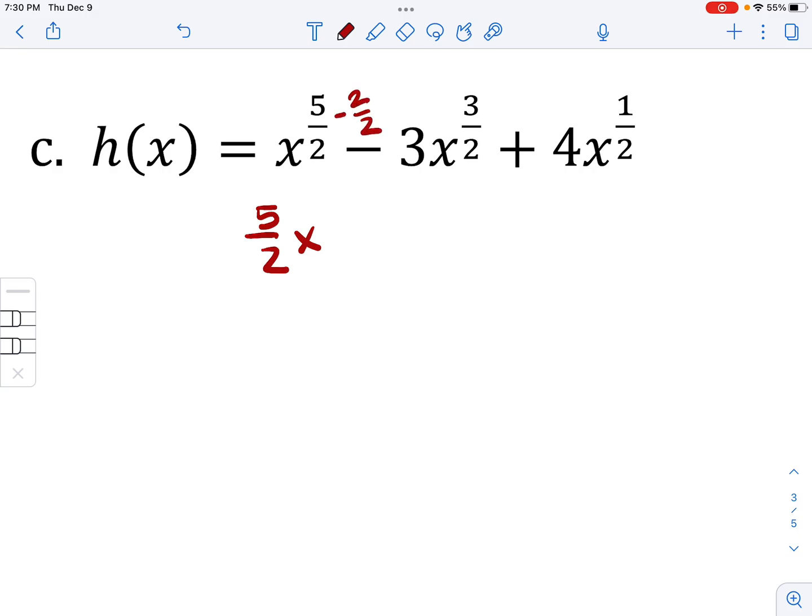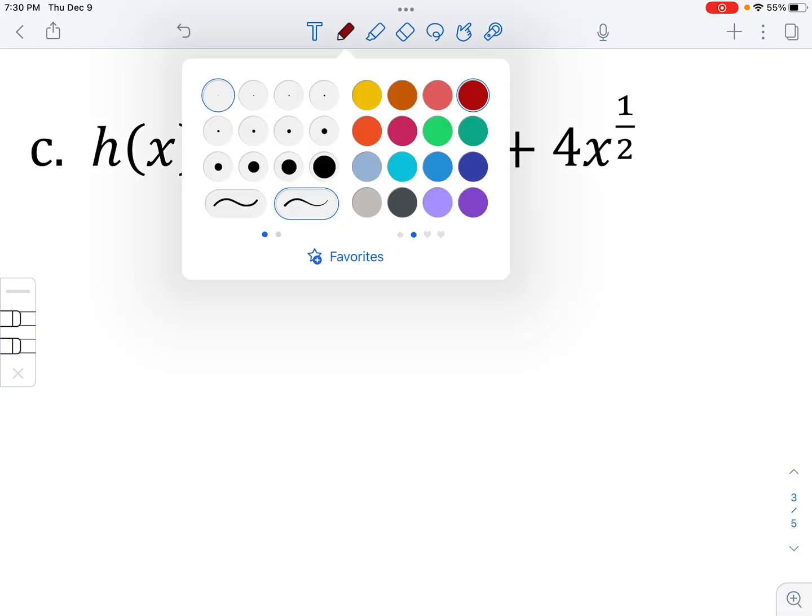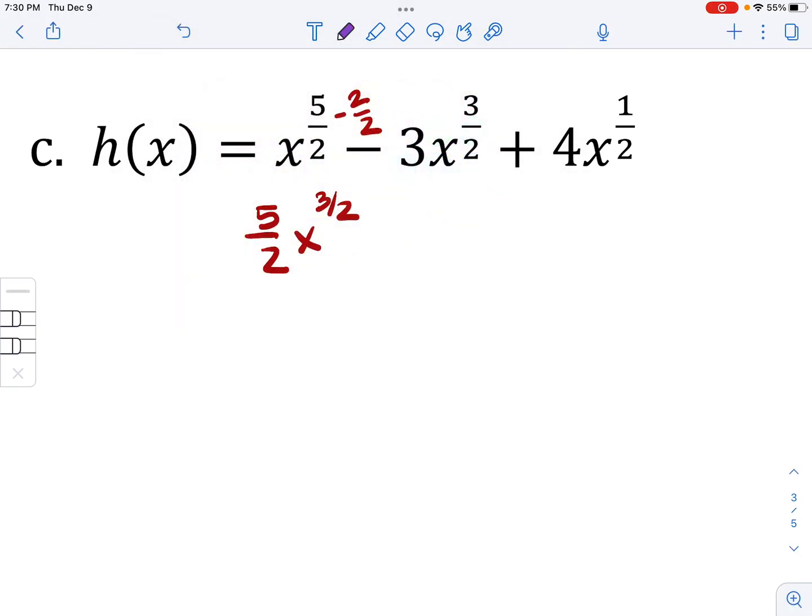2 over 2 is the same thing as 1. So we've got 3 halves. I'll address that later. Another fraction. Uh-oh. 3 halves times 3. I don't remember what to do. No problem. I'll just show you on the side.